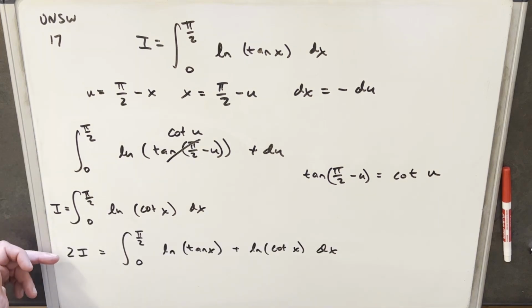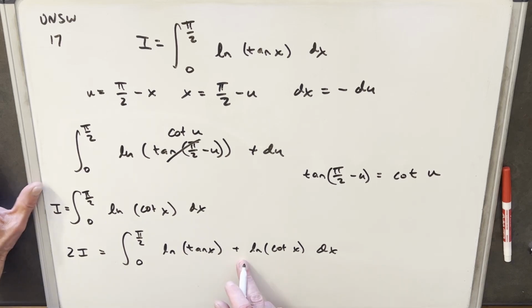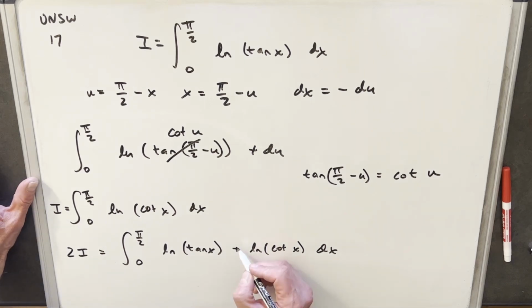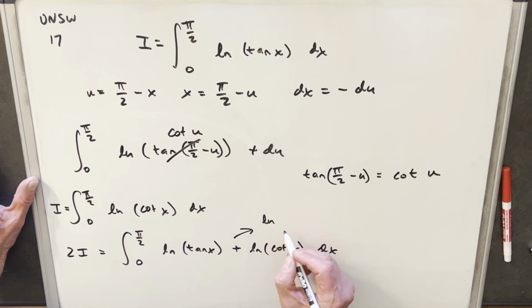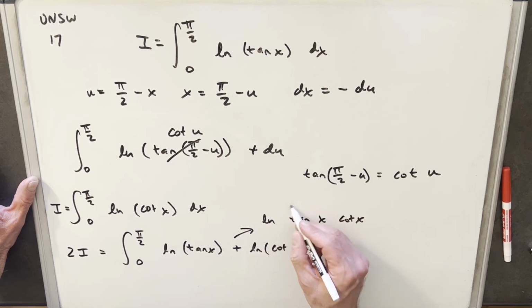Now here you notice we have our 2I. I've actually omitted the integral sign here, but we could have this integral sign here, and since we've got the same bounds and the same variable, we can just add these two together and have it under one integral sign. And then at this point, the nice thing here is we can actually use this property of logarithms, right? If we're adding logarithms, we can actually multiply what's inside. So we can rewrite this thing as natural log of tan x times cotangent x.